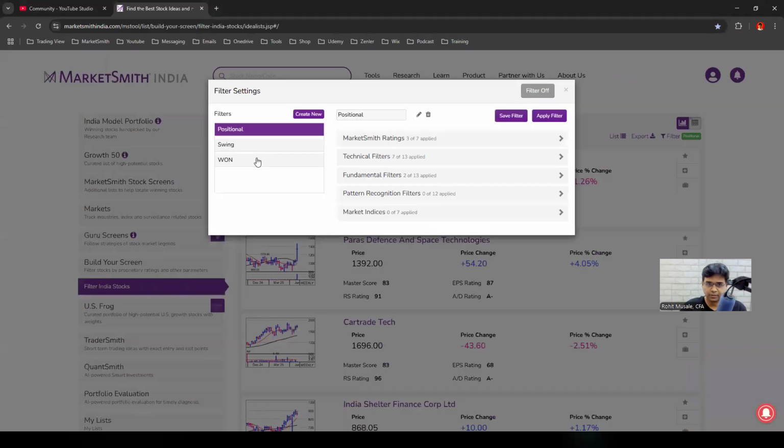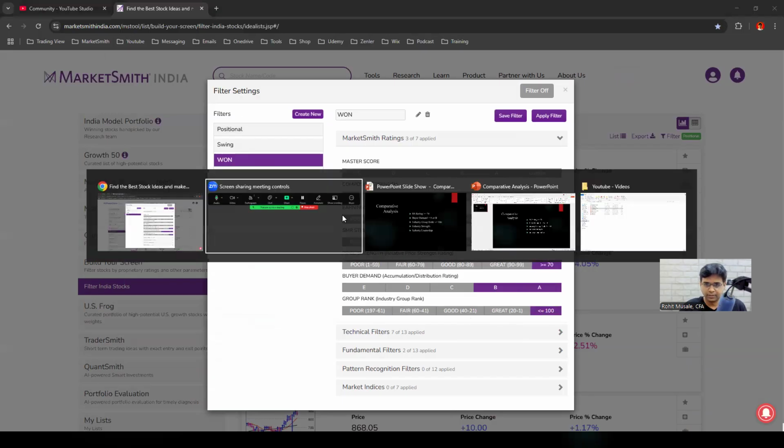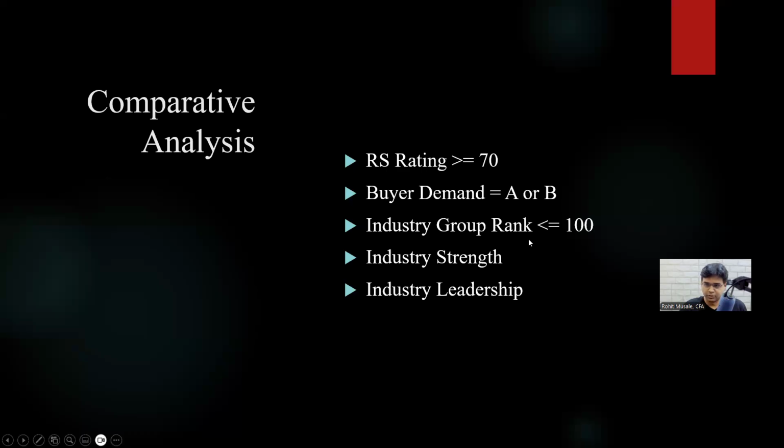So I click here. WON is William O'Neill. See, relative strength rating more than or equal to 70. Buyer demand, which is institutional demand, A or B. Group rank less than or equal to 100. So we already put this in our filters. So you really don't need to check this.